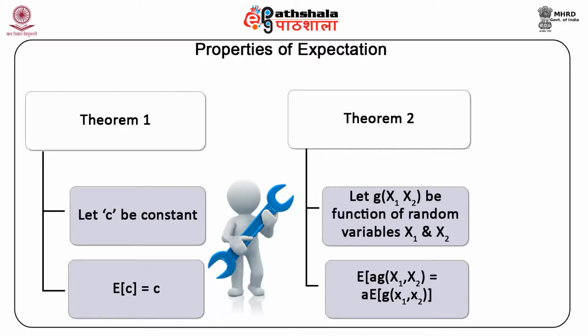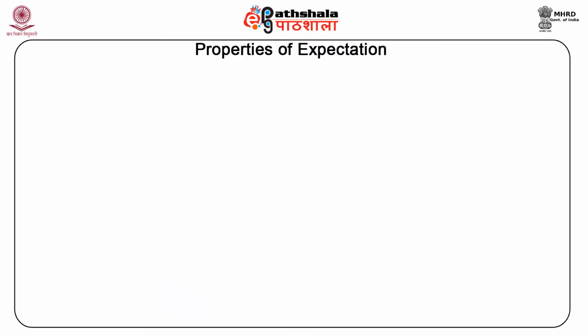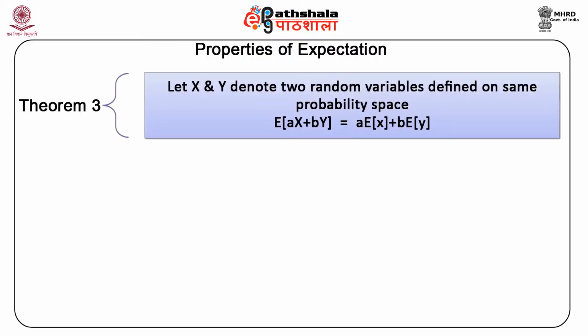Then E[a g(x1, x2)] is equal to a times the expected value of g(x1, x2). Theorem 3. Let x and y denote two random variables defined on the same probability space. Then E[ax + by] is equal to a E[x] + b E[y].